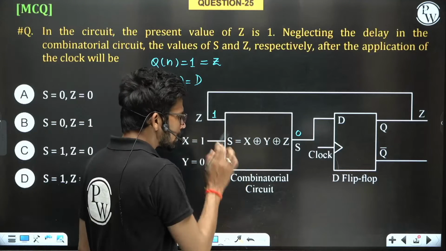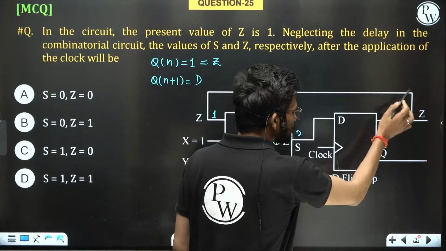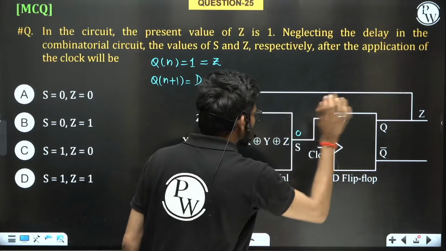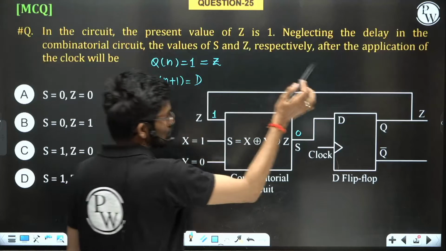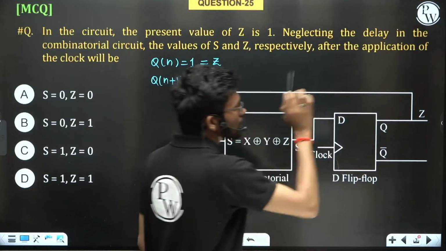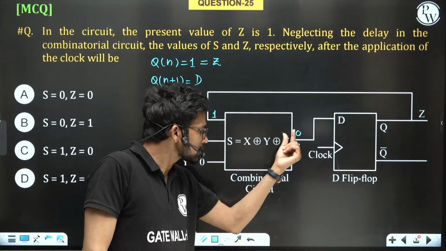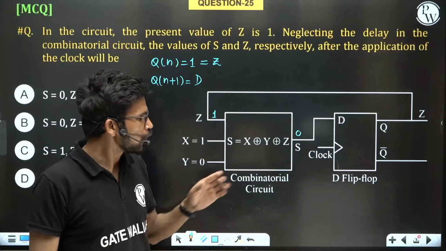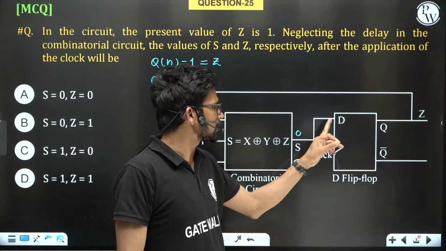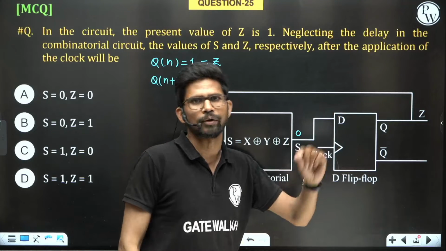So before application of clock, when the present value of Z is 1, or we can say the present output of the D flip flop is 1, the output of this combinational circuit is 0. Now, when you apply the clock, the present input of this D flip flop will be nothing but this 0 value.